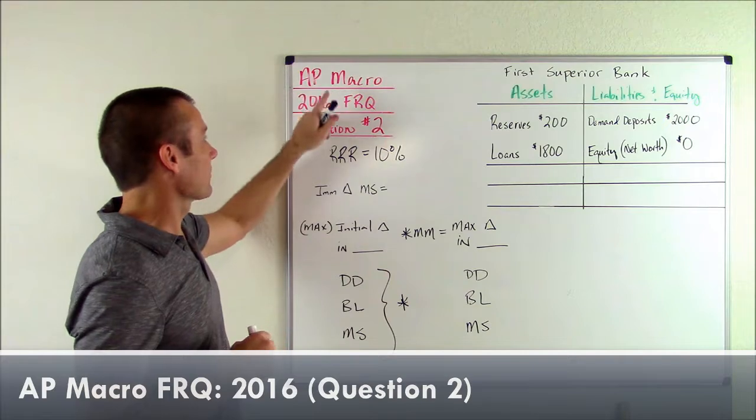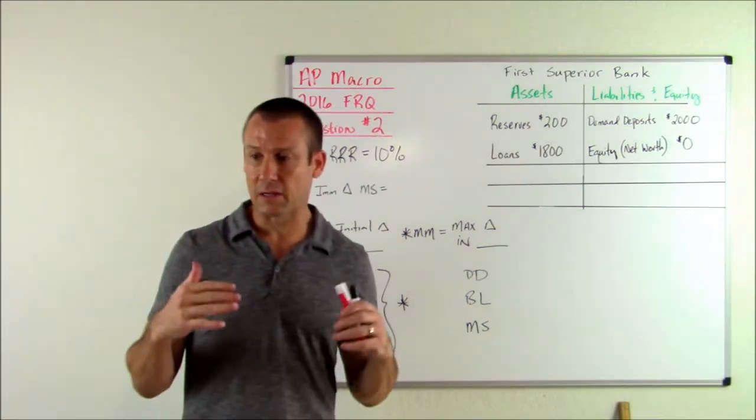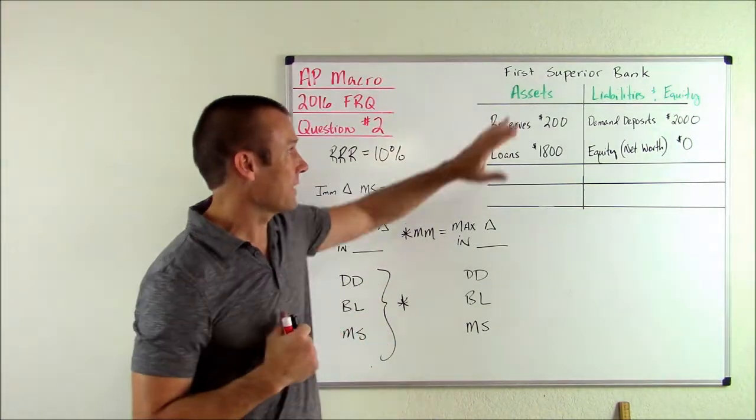Everybody, this is AP Macro 2016 FRQ, question number 2. Let's get to it. It says the following balance sheet is for First Superior Bank, and here it is right here.